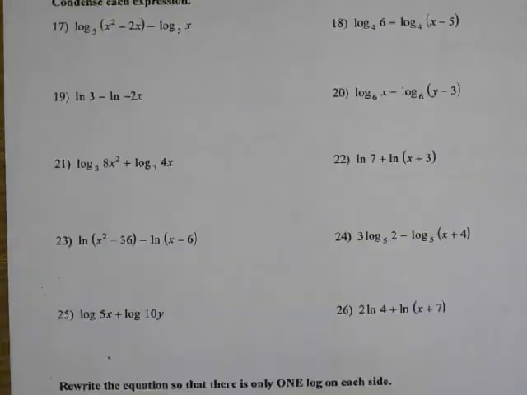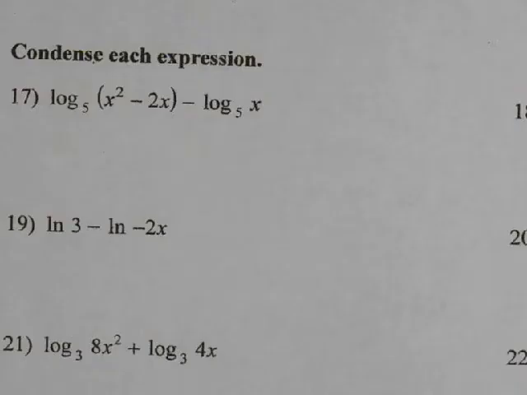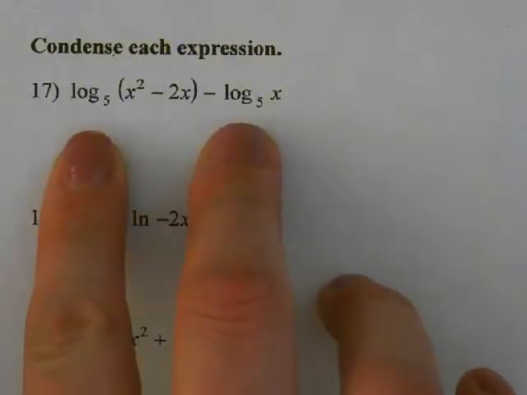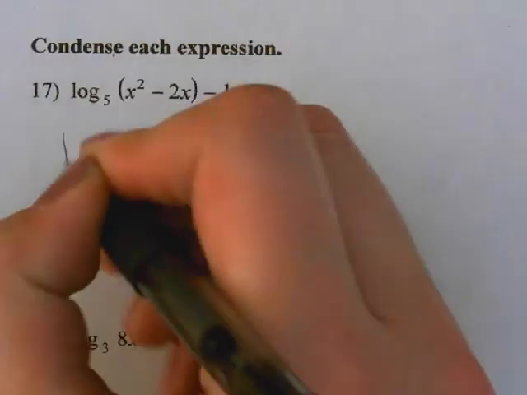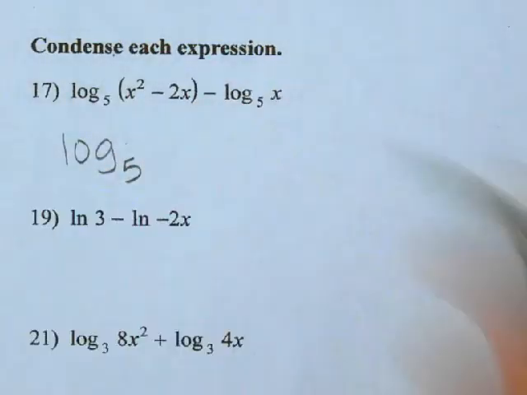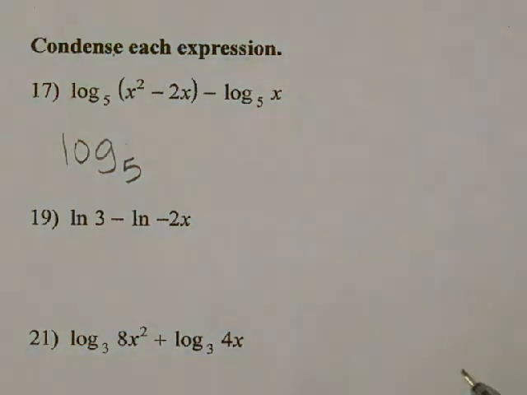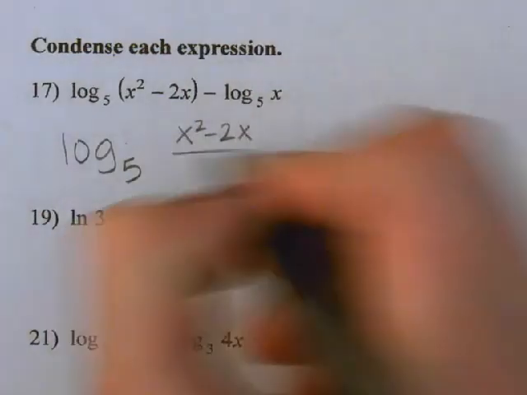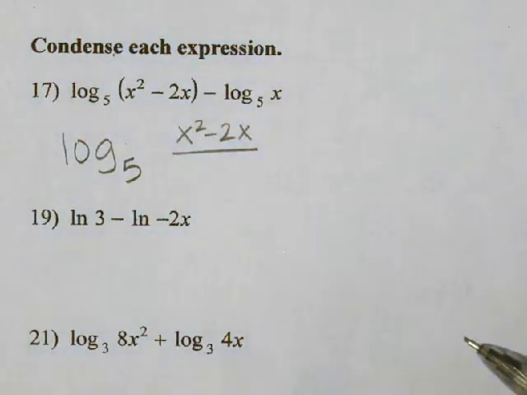So if you look at this one, let's go ahead and do the first one. We have log base 5, and it's written twice, but when we condense it, we can only write it once. And then what should we say next? We're dividing it because it's a minus problem.